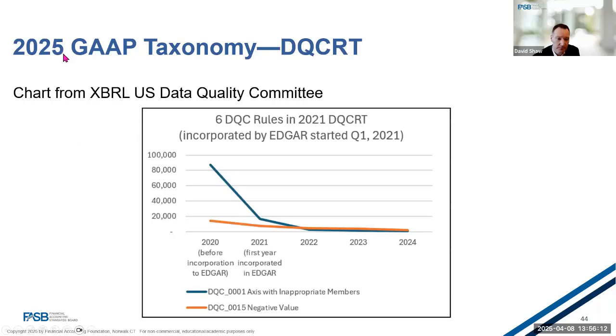Next slide, please. Lastly, for the DQCRT, I have this chart from the XBRL US Data Quality Committee, and it shows the number of exceptions for two DQC rules. The first one is DQC1, which focuses on axis and members, and that's the navy line in the graph. The other one is DQC15, which focuses on negative values, and that is the orange line in the graph. As you can see, the number of exceptions to these two rules was actually quite high in 2020 prior to the checks being incorporated in the Edgar system.